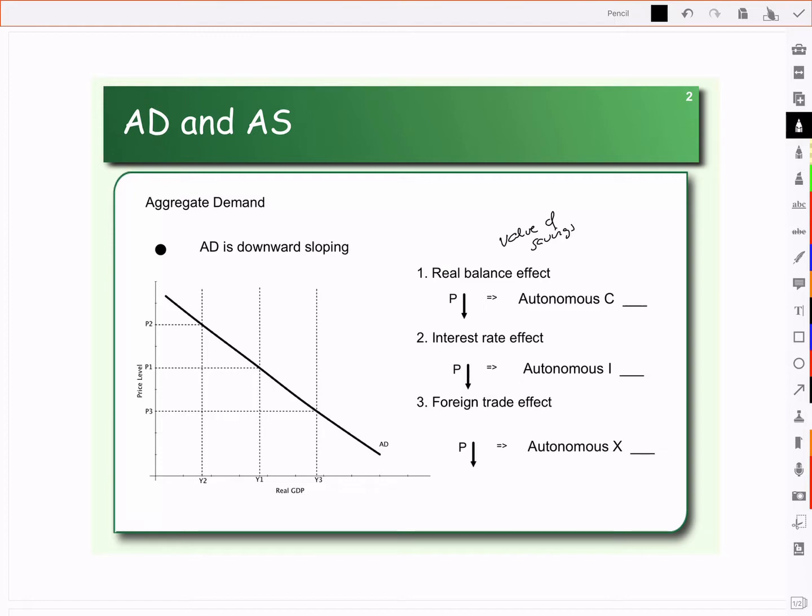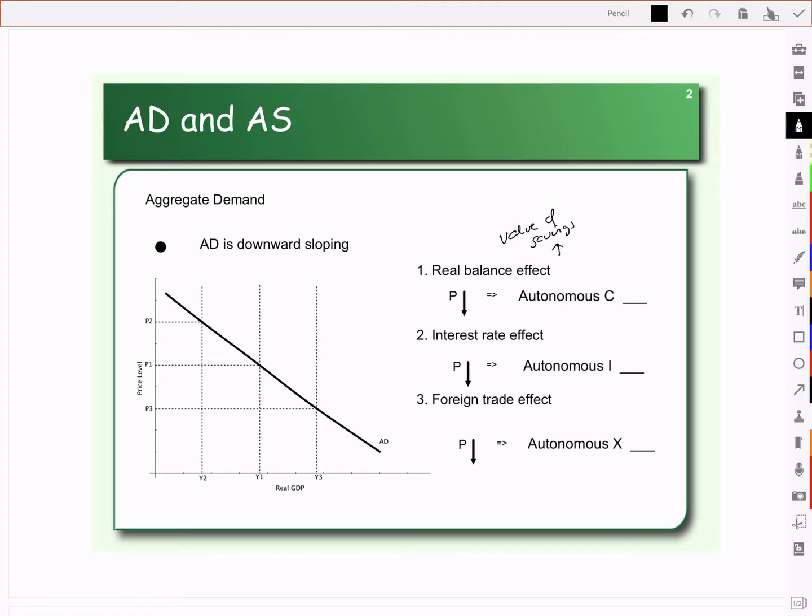now goes farther. Because prices are lower, the money in our savings, we can use it to buy more goods. So the value of our savings increases. And if the value of our savings increases, then that means that we don't have to save as much for the future. So savings will decrease, and our autonomous consumption will increase, and that will cause our aggregate expenditures to increase.